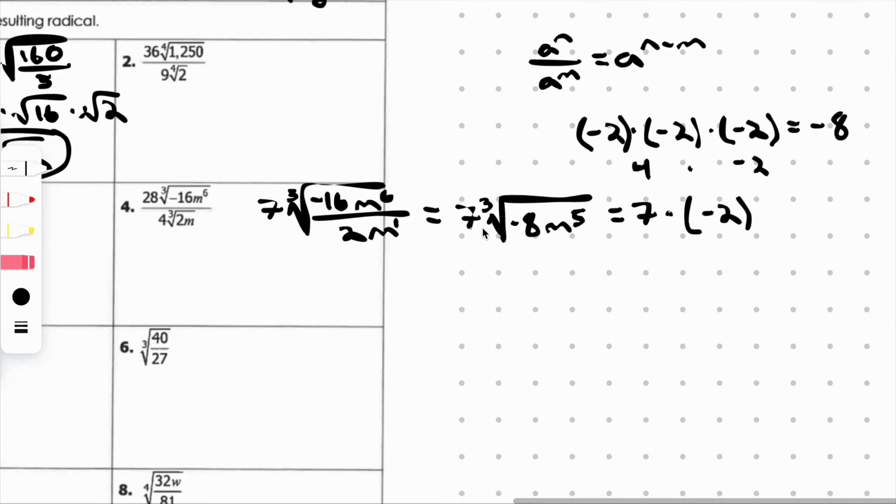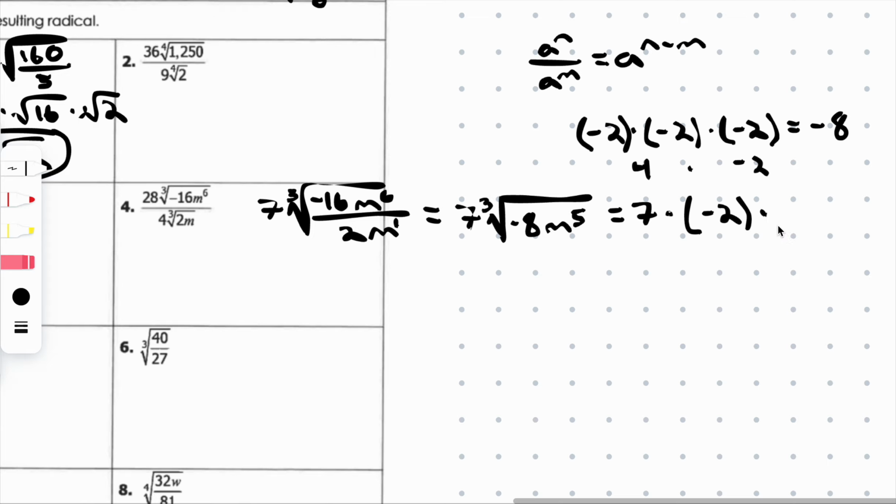And now we have to do the third root of m to the 5th. And if you remember, I think before in part 1, I was talking about how you want to look at the index. How many of these 3s can fit into 5 without going over? And that's only one. Only one group of 3s can fit into 5 without going over.